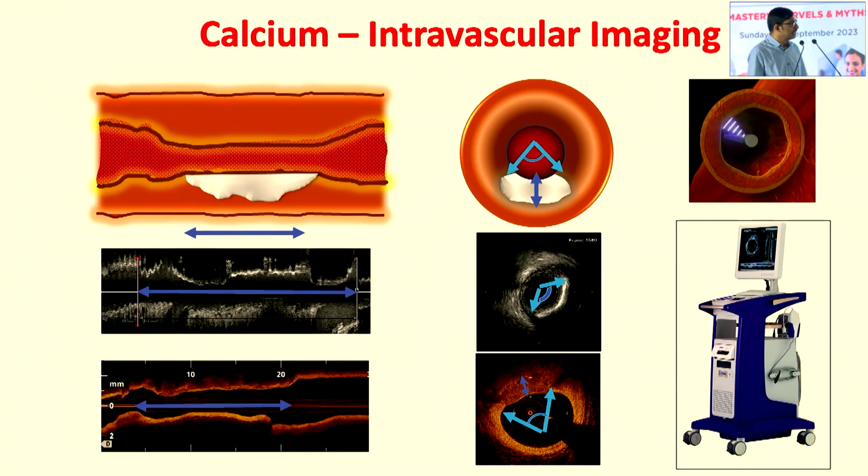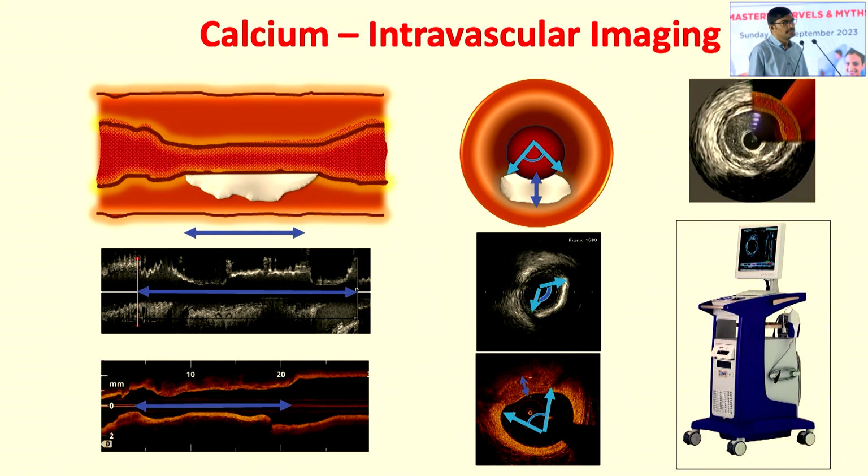You can see that this is your calcium. This is an intravascular ultrasound, a sound-based imaging modality. And here you can see this is calcium. This is your light-based imaging modality, called optical coherence tomography. Exactly, you know how much arc, what is the thickness, and what is the length. Based on this, we can use different types of treatment modalities for dealing with this calcium.